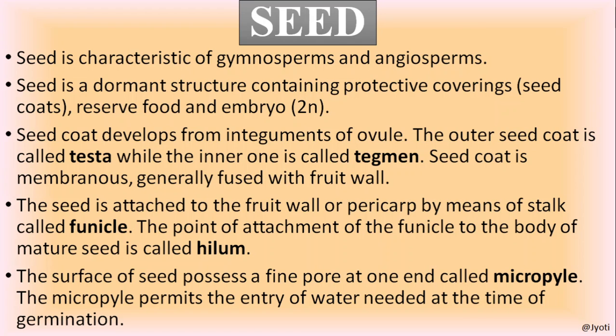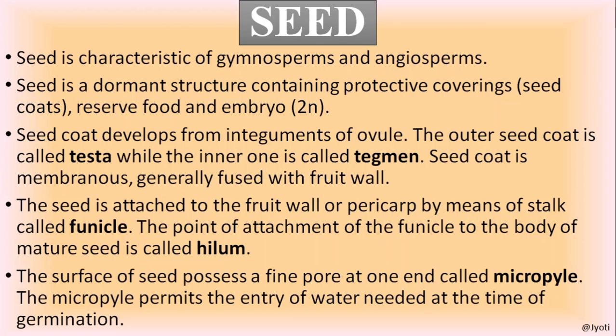So the seed is a living structure which contains cells which are also living but metabolically not active. That's why they are neither growing nor dividing. And what else is present in the seed? The protecting seed covering, the reserve food and the embryo. But why is the reserve food there? Because inside the seed the embryo is there.